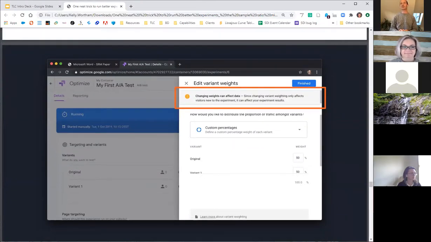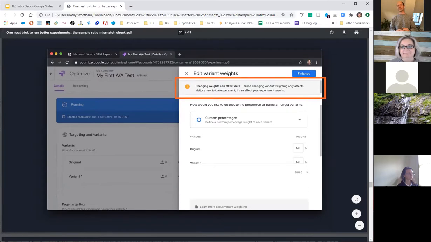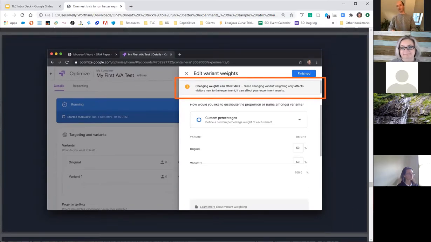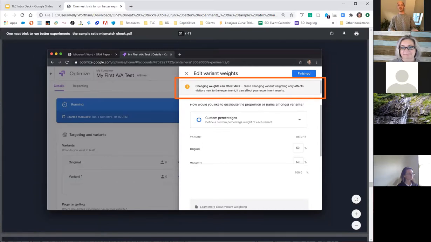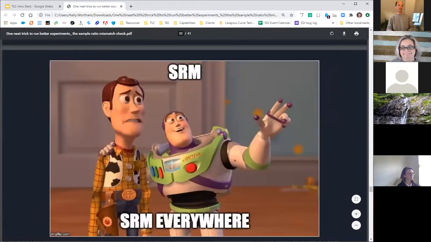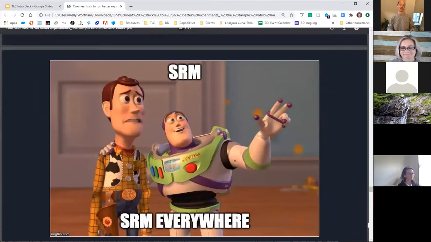Google Optimize. I don't use these tools, so I'm sorry. But this is Google Optimize, where you can actually, while the experiment is running, change the proportion of people going into A versus B. I have no idea how this works under the hood. And they explicitly say changing weights can affect data. Since changing variant weighting only affects visitors new to the experiment, it can affect your experiment results. And I would argue, yes, it can totally. In fact, it probably invalidates your experiment results depending on context or setting. And so this is something that would result in an SRM error as well. This is what we call experiment interference.